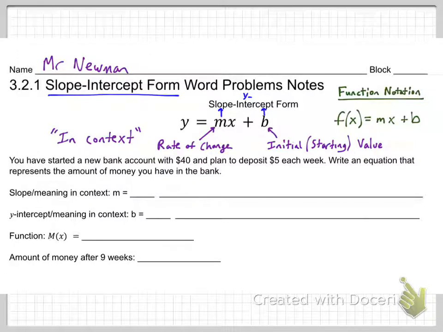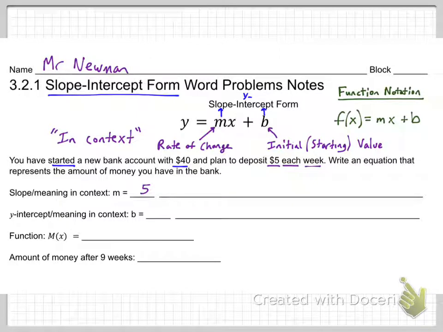You have started a new bank account with $40. I'm going to underline the started and 40 in blue, and plan to deposit $5 each week. Aha, the word each is there. Write an equation that represents the amount of money you have in the bank. Well, the each suggests that's a rate of change because each week $5 is getting put in the bank account. So 5 is my value for the slope or the rate of change.